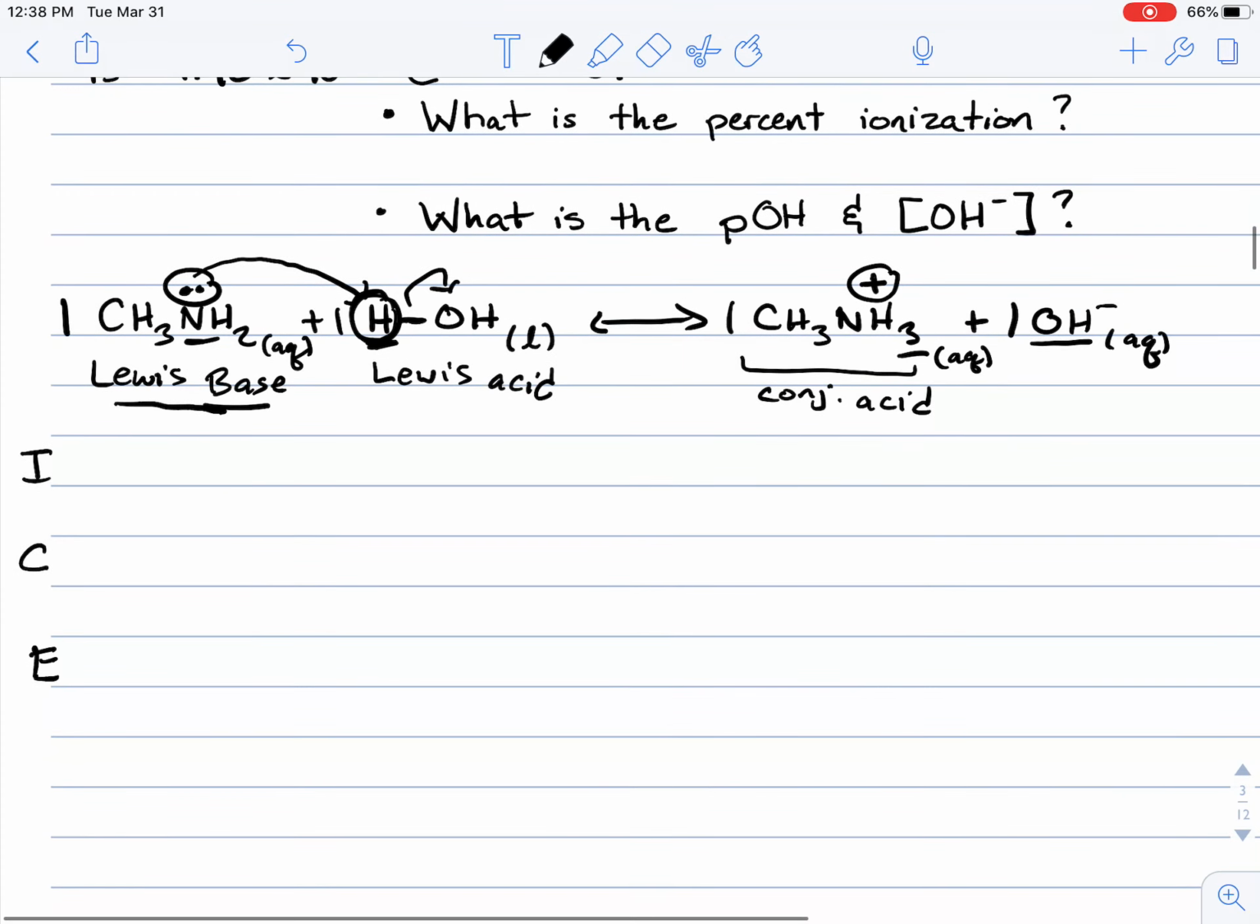And so here in this case, in the forward direction, we're describing the ionization of the base. And so this is representing Kb, not Ka. Another way to think about it is that we're starting with a base on the reactant side, and so therefore our equilibrium constant is describing Kb, not Ka.